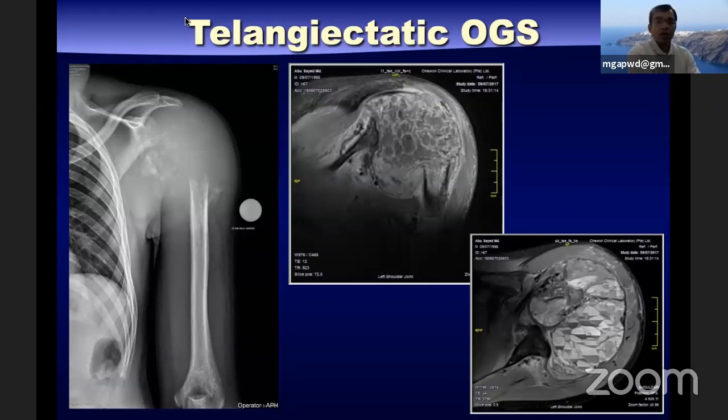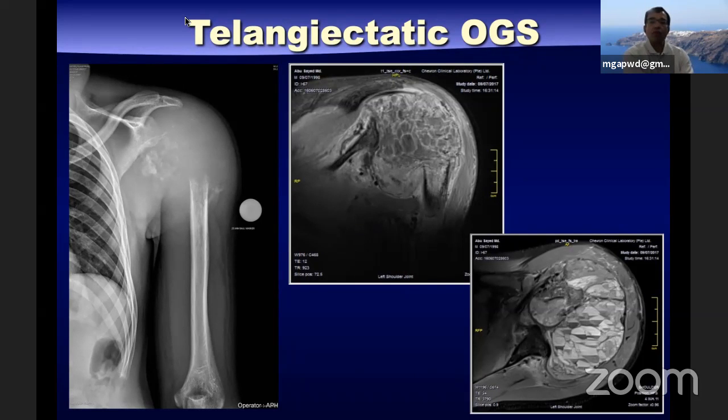Now, telangiectatic osteosarcoma deserves a special mention because it can often look like an aneurysmal bone cyst. You can see in this patient of a proximal humerus osteosarcoma that the humerus is blown out, it is expanded, and even if you look at the MR, you see multiple fluid levels. The trick here is to look for some subtle signs. If you look, you can see actually some kind of an osteosarcoma.